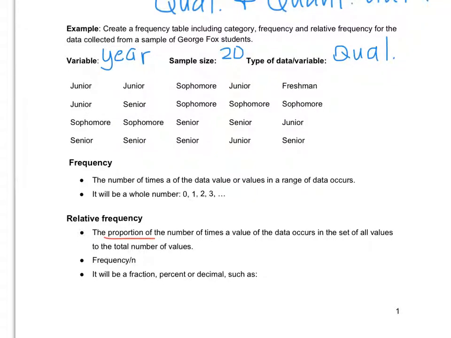Relative frequency is a proportion of the number of times a value of the data occurs in the set of all values to the total number of values. So it's the frequency over the sample size, n, that lowercase n we use to stand for sample size, or the number of data values. And it's going to be a fraction, a percent, or a decimal. So something like 1/4, which in decimal form would be 0.25, and then in percent form would be move that decimal place over 2 and then put a percentage symbol, 25%.